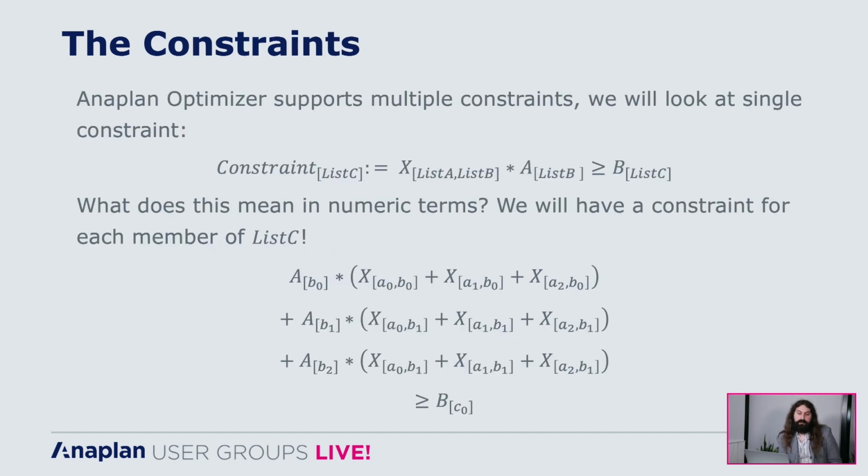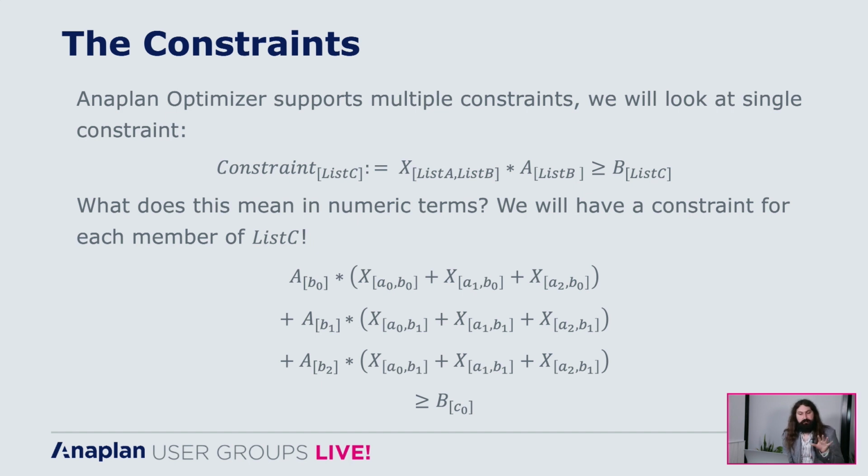So the constraints, again, Anaplan supports multiple of them. We'll look at a single constraint. And again, a constraint in Optimizer is just an Anaplan line item. So all you have to do is declare a line item and set it as a constraint in the Optimizer dialog. And that constraint must have a number of properties. That constraint must be a Boolean valued line item. And it again must have a top-level summary of all or any. And again, the formulation must be constant times variable. So in this situation, we've used A as our constant and X as our variable.